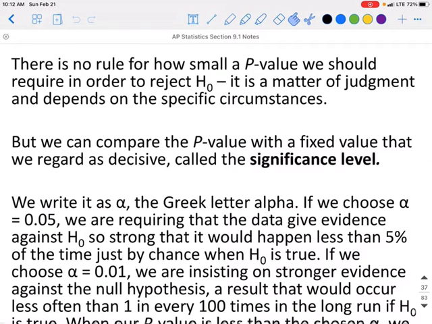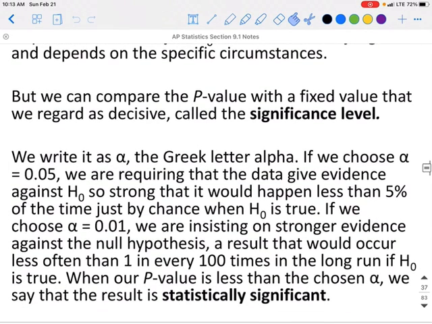There is no rule for how small a p-value we should require in order to reject a null hypothesis. It is a matter of judgment and depends on the specific circumstances. But we can compare the p-value with a fixed value that we regard as decisive, called the significance level. We write our significance value as the Greek letter alpha.